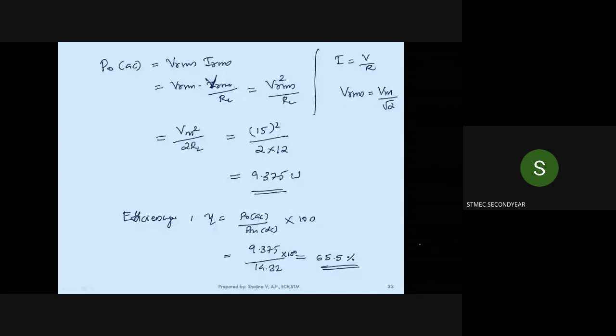That is our maximum efficiency or theoretical efficiency, which is 78.5%. Practically, we will obtain a value above 50% with the transmitter or amplifier. Okay, did you get it?